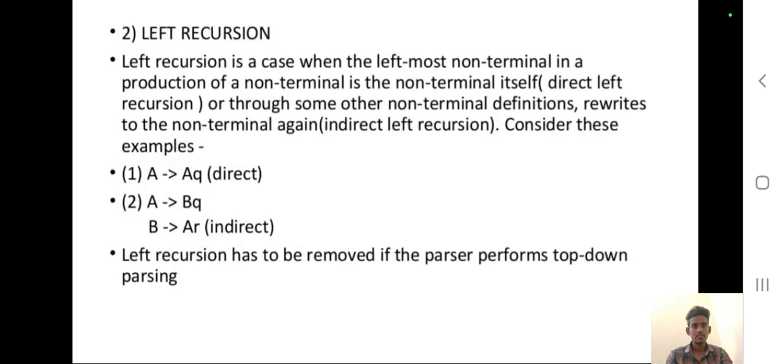Left recursion. Left recursion is a case when the leftmost non-terminal in a production of a non-terminal is the non-terminal itself, directly or through some other non-terminal definitions, rewriting to the non-terminal again. Consider these examples. A to AQ is direct; A to BQ or B to AR is indirect. Left recursion has to be removed if the parser performs top-down parsing.